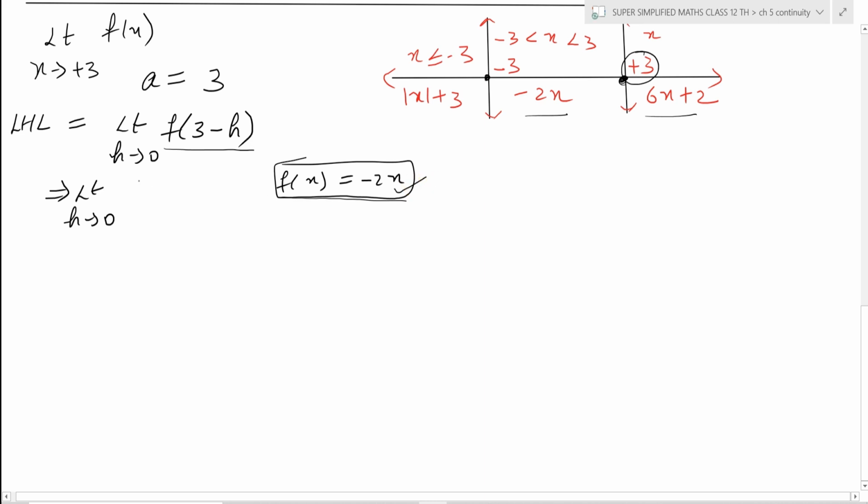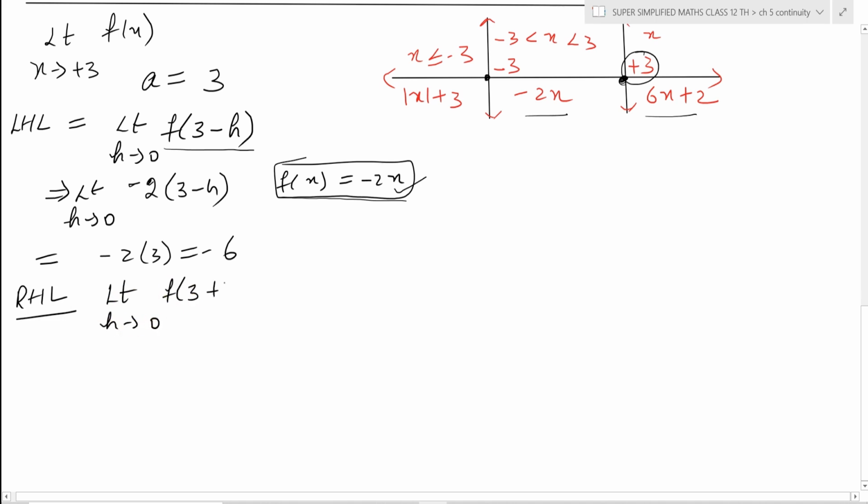So in place of f(3 minus h), we write minus 2 times (3 minus h), which comes out to be, now what we shall do, we shall put h to be 0. So we get minus 2 into 3, that is equal to minus 6. So the left hand limit at the point a equal to 3 is minus 6. Now we find out the right hand limit at the point a equal to 3. The formula for the right hand limit is limit h tends to 0 of f(3 plus h). Now what is f(x) in right of 3?